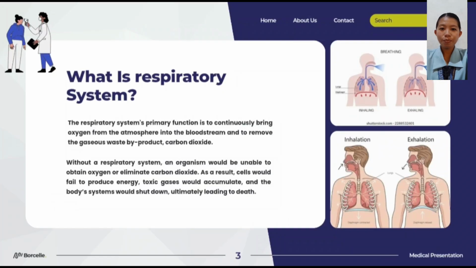So what is the respiratory system? Simply put, the respiratory system's primary function is to continuously bring in oxygen and remove the gaseous waste product, carbon dioxide. Without it, an organism would be unable to produce the energy required by cells, leading to system failure.